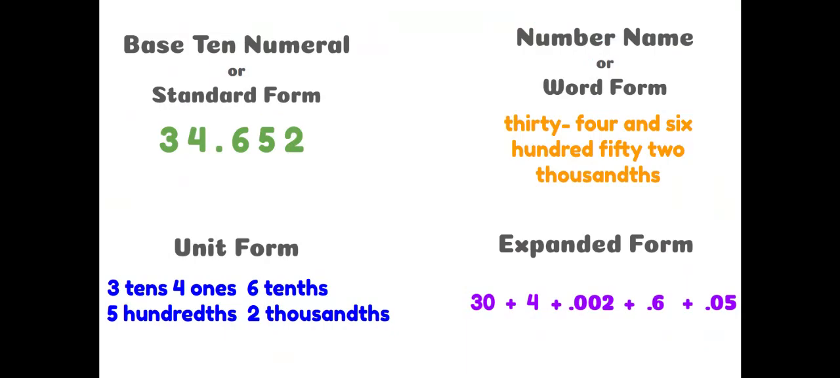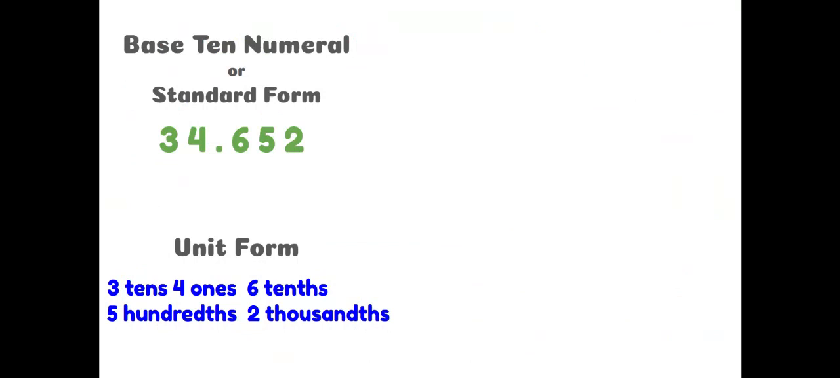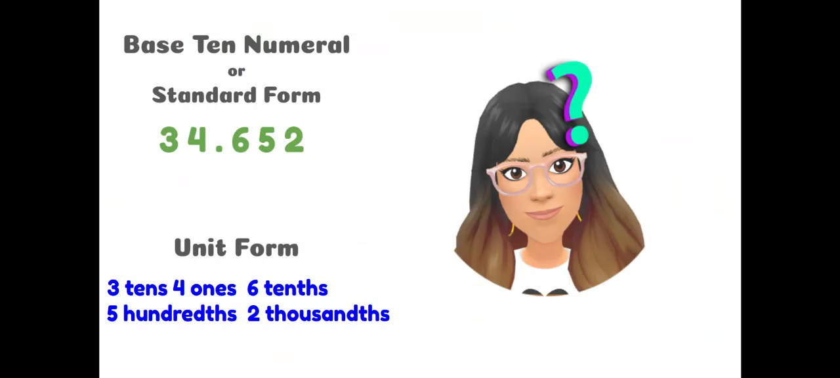Last time in our videos, we talked about many forms that we can write numbers in: base 10 numeral or standard form, number name or word form, unit form, and expanded form. And the last time we left, we were really investigating unit form, and like we have here, 34 and 652 thousandths. We see in unit form we have the digits and also the word for the unit that represents the value of each digit. But are there other ways that we could say this number in unit form? So let's practice switching it around and showing off our place value understanding by writing this in a different way.